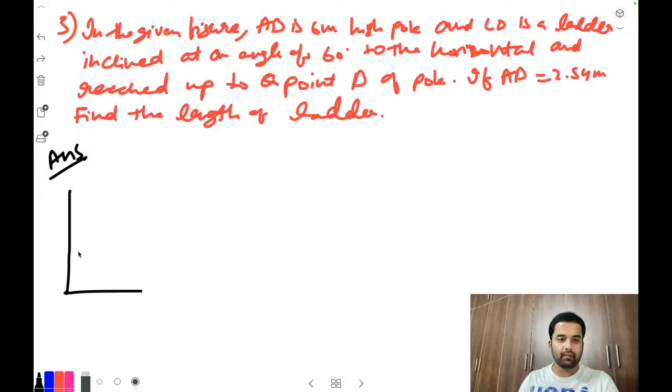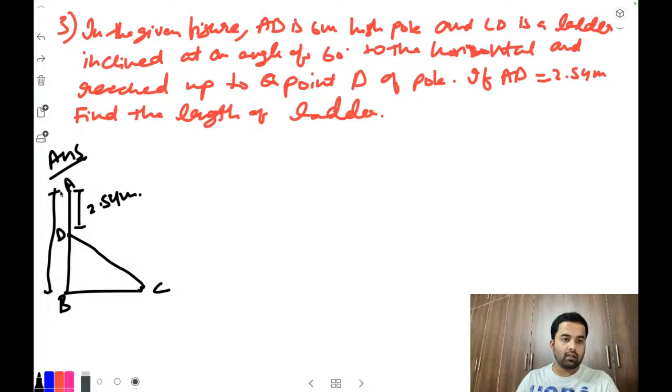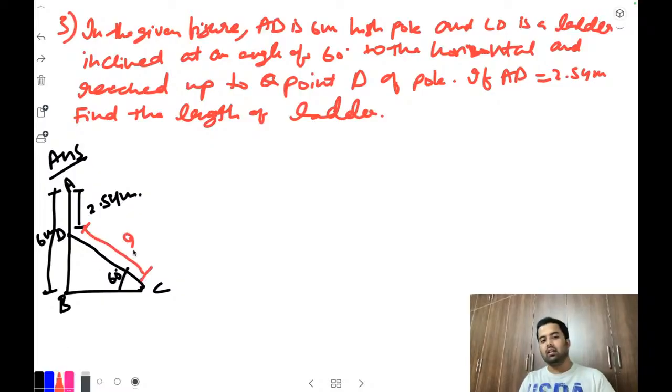Okay, the question is this. Check this out, everyone. C here, B here, D here, A here. Okay, AD is given 2.54 meter. AB is also given, 6 meter, and 60 is provided here. Question is asking about what? Find the length of ladder, which means the DC value. Let me make a mark. DC. What is the length of DC?